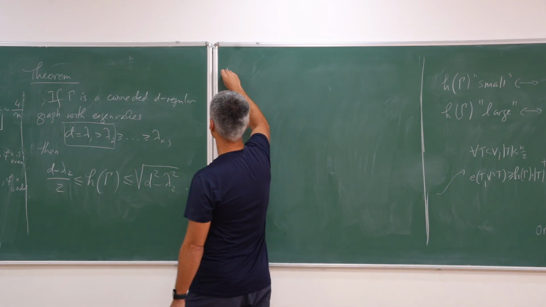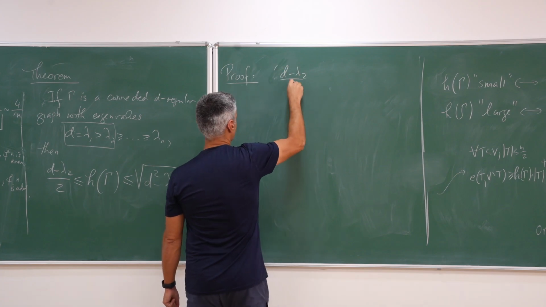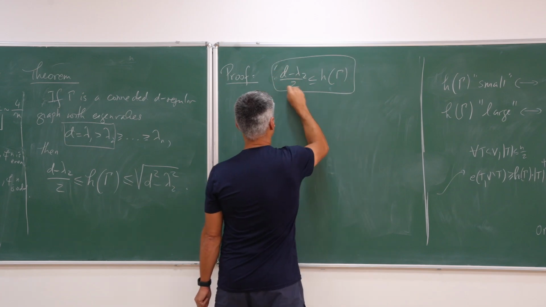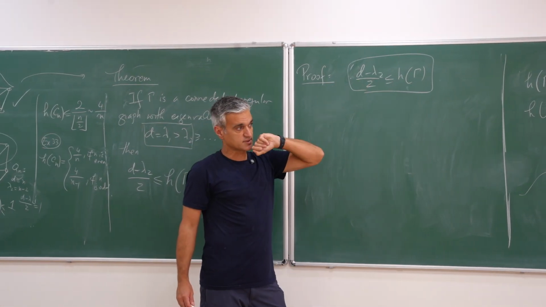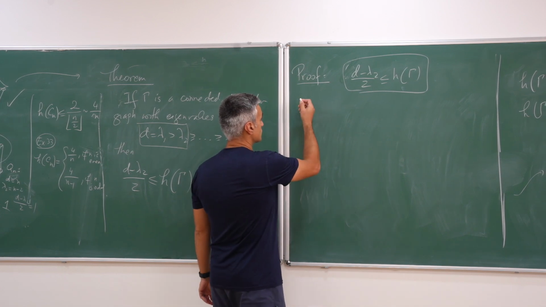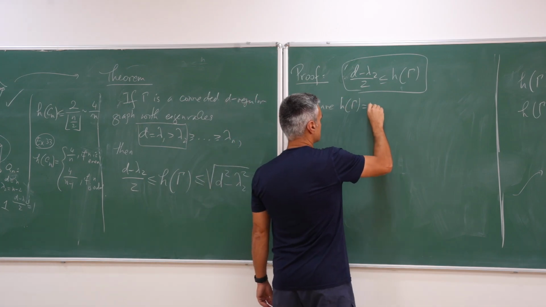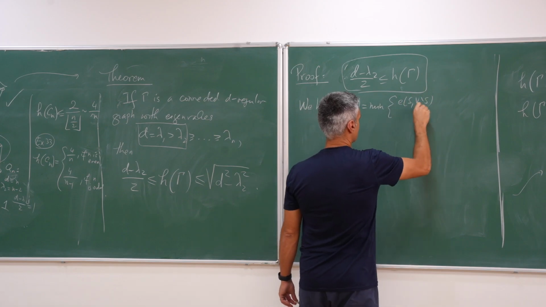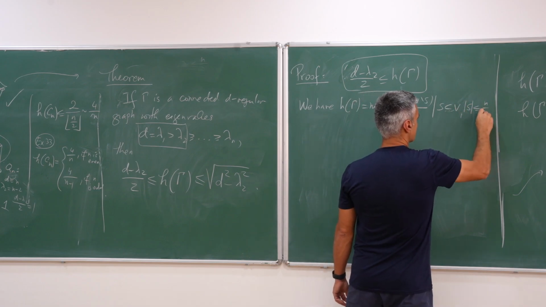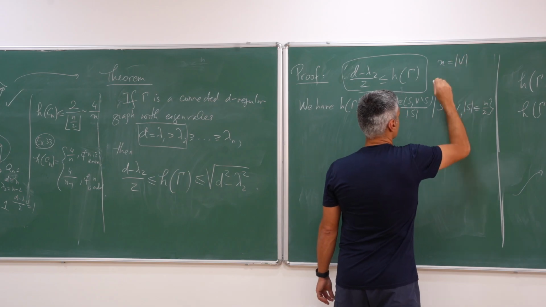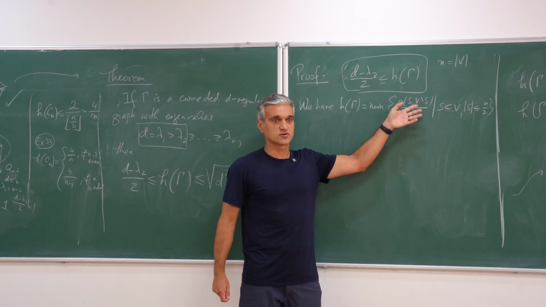Okay, so let's do the proof. I'll prove here that h of gamma is at least d minus lambda 2 over 2. So what you start with is h of gamma. You want to look at it a little bit more carefully. I'll write the definition again: it's the minimum over all subsets S of size at most n over 2, where n is the cardinality of V. Here the graph is finite, so this is a minimum. It's a finite set of things, so this is attained.